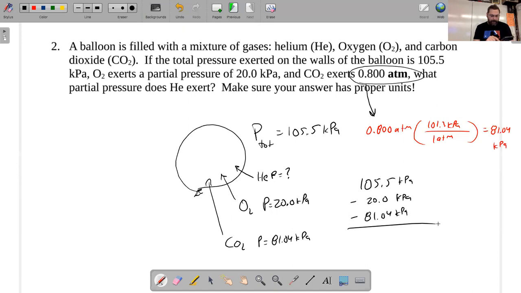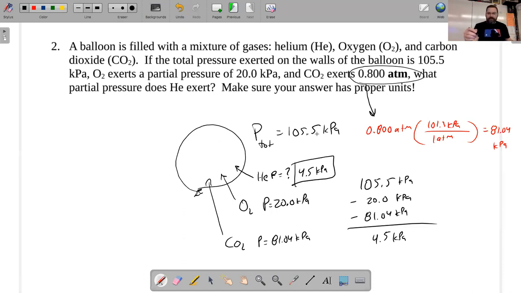105.5 minus 20 minus 81.04 gives 4.4. We're only good to the tenths place, so 4.5. So the pressure from the helium must have been 4.5 kilopascal. That way, 4.5 plus 20 plus 81.04, really 81.0, comes out to equal 105.5. The sum of the pressures is equal to the total amount of pressure.